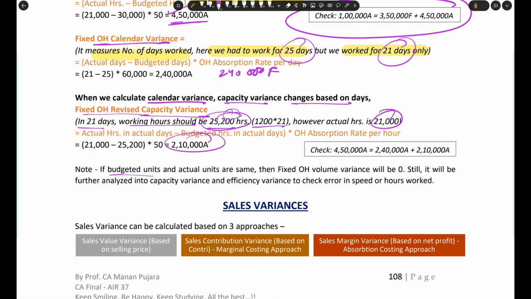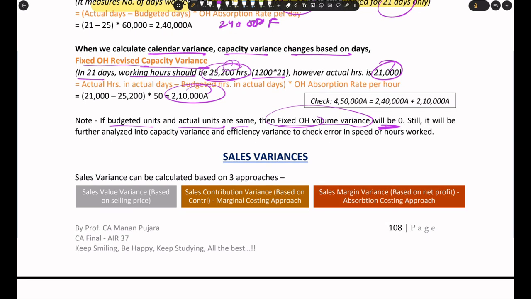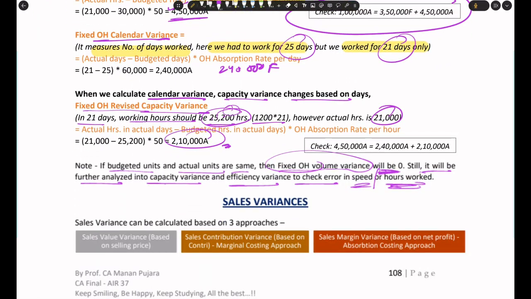Okay, now if budgeted units and actual units are the same, then fixed overhead volume variance will be 0, because obviously there is no difference in volume. If you multiply by the difference, that is 0, the answer will be 0. Still it will be further analyzed into capacity variance and efficiency variance to check error in speed or hours worked. But the net answer will be 0. For example, if this is 2,10,000 adverse, the other will be 2,10,000 favorable, and the answer will be 0, because the volume variance will be 0 in that case. Okay, so this ends our fixed overhead variance.